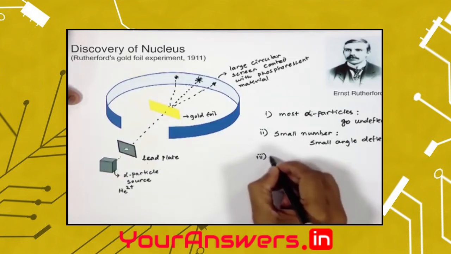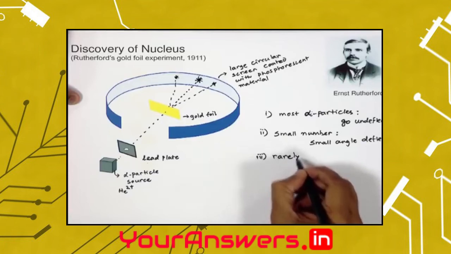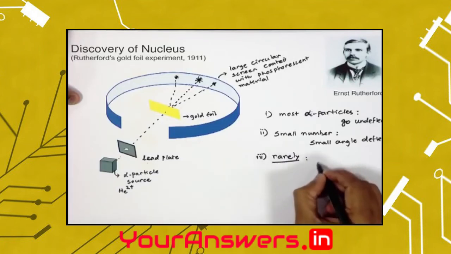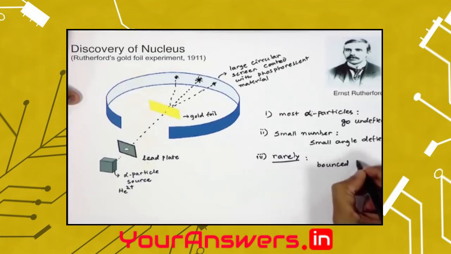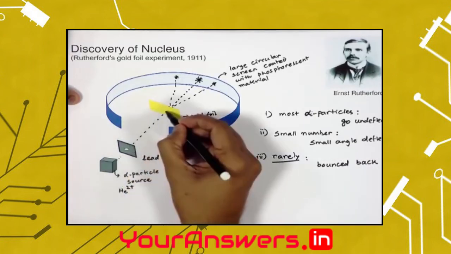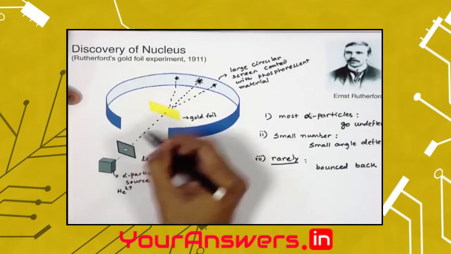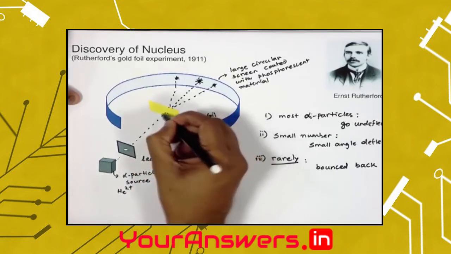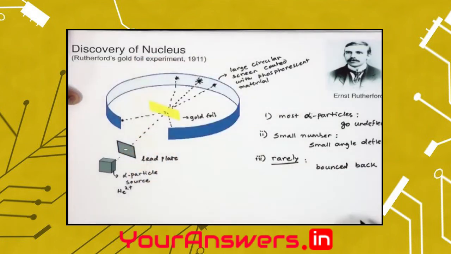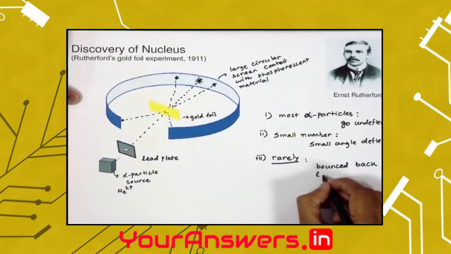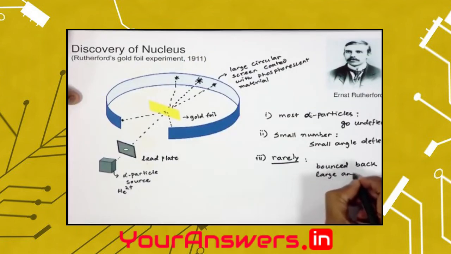Very rarely, but it is a significant observation, there is a phenomenon of bouncing back. The alpha particles simply bounce back. So, that means it goes and hits this gold foil and it comes back, or it undergoes a large angle deflection, and it hits the screen somewhere in this region. It either bounces back or deflects at a very large angle. These are the three primary observations that he made.